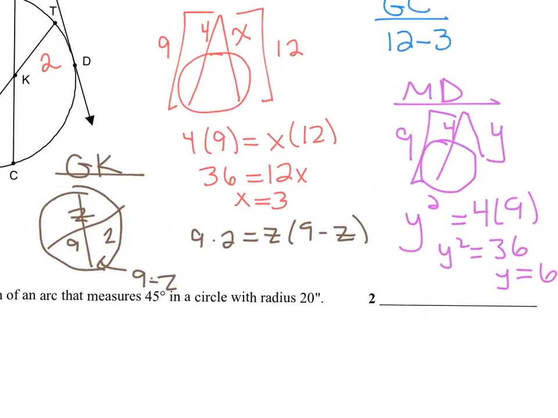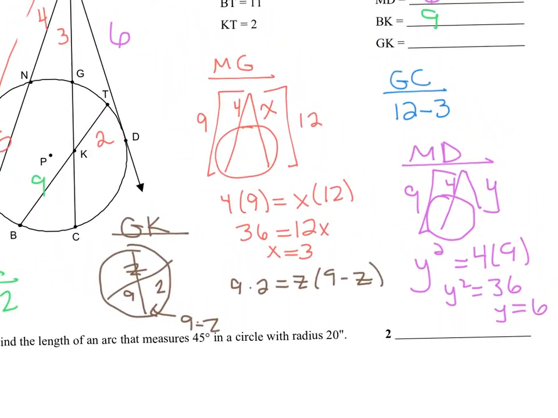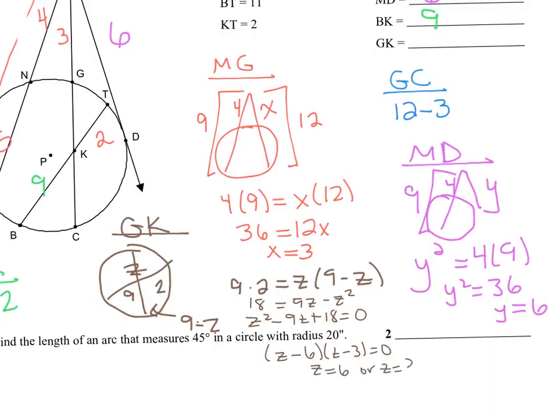Try to zoom in there a little bit. Let's see, 18 equals 9z minus z squared. Z squared minus 9z plus 18. We've done a bunch of these now. This is something we want to factor. And we'll get z minus 6 and z minus 3 equals 0, leaving us with z equals 6 or z equals 3. It could be either one.